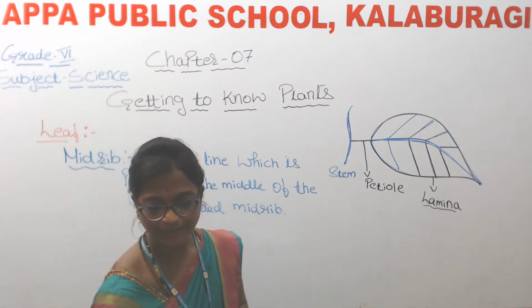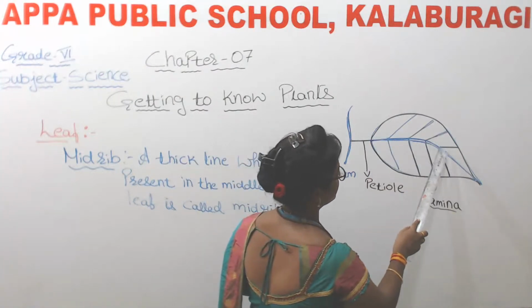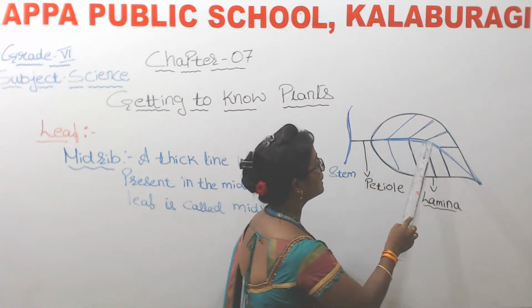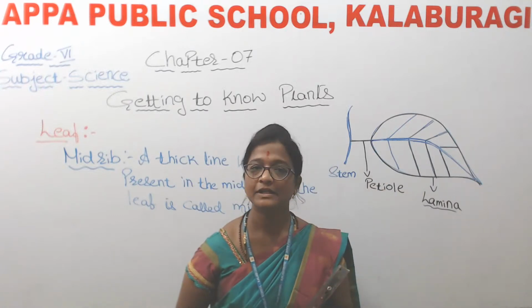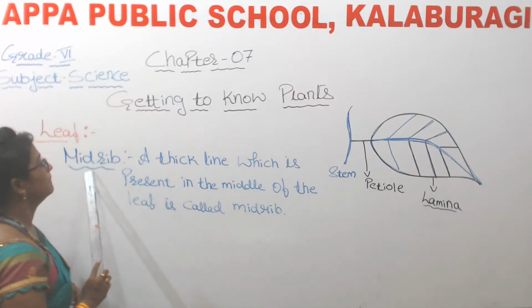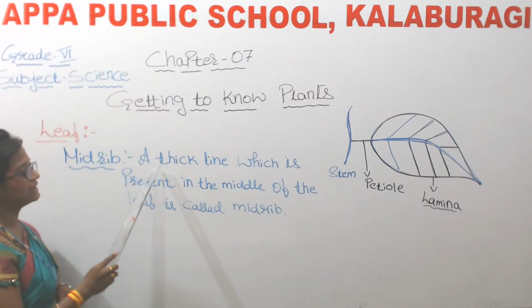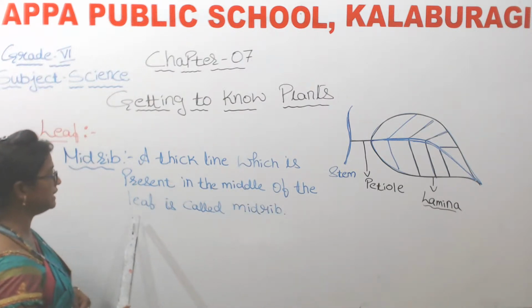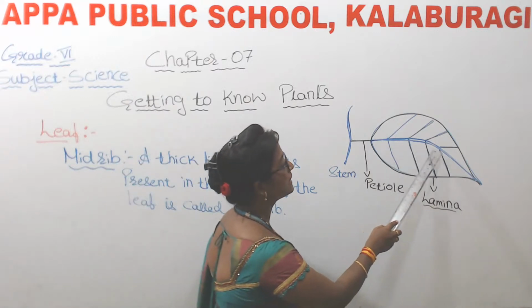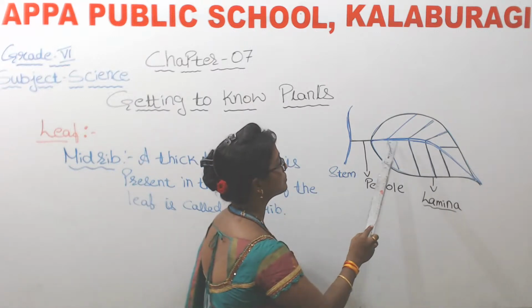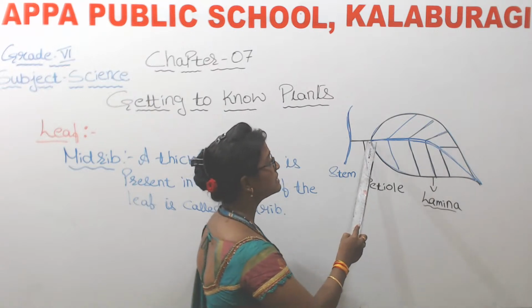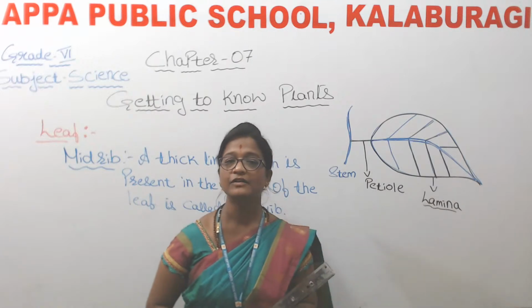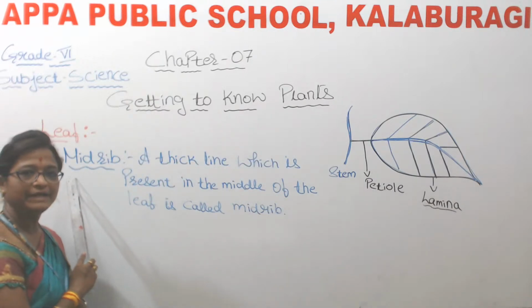Okay, so here this line which is present, the thick vein also we can say. The thick vein which is present in the middle of a leaf is known as midrib. So this is also a line like other veins, but this will be very thick. So the thick vein which is present in the middle of a leaf is known as midrib.